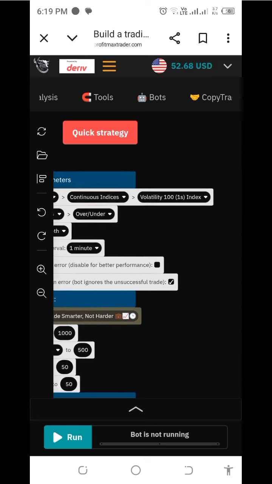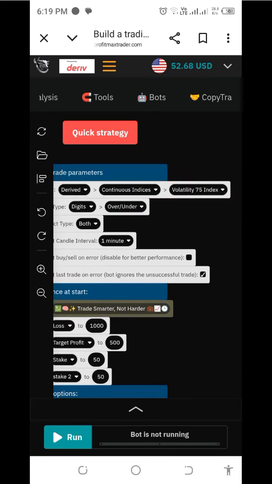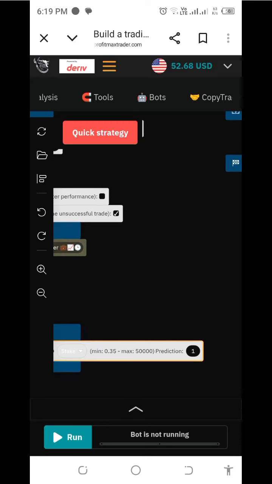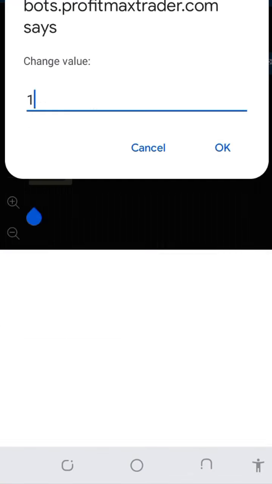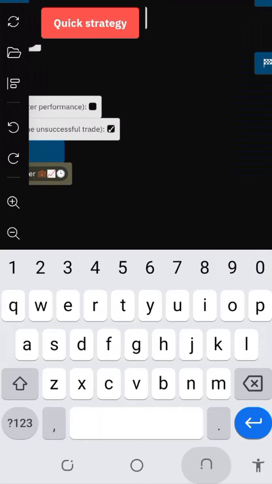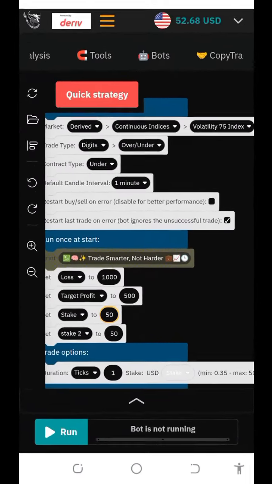There you go. So we select volatility 75, and then we are trying to capture under 7, so we go for the under market and then select digit 7 here. The under market digit 7, you trade when the market is going down.